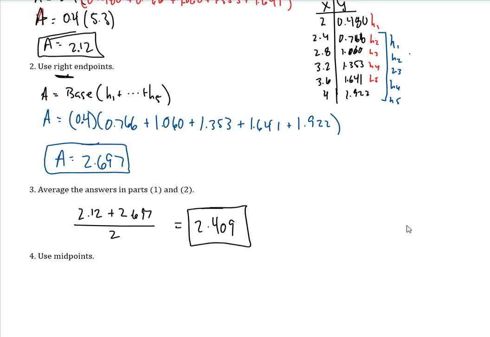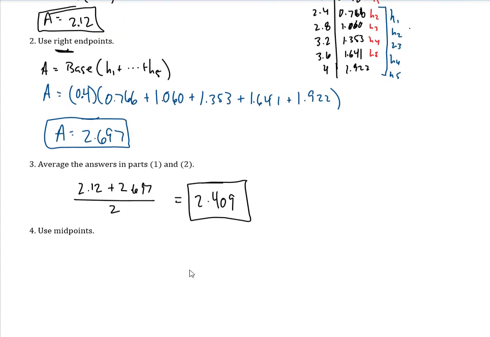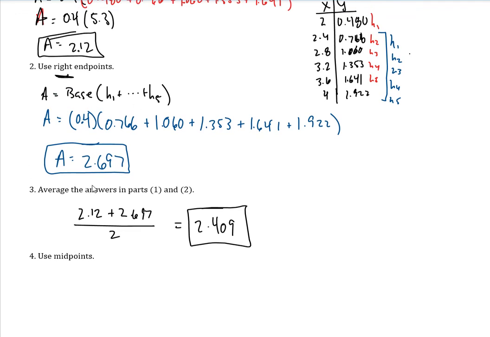Right there. Okay, so we've got those. So the left one and the right one are done. Now one more: find the midpoint. And then we took the average again. This is probably more accurate than either of these, the average of them.